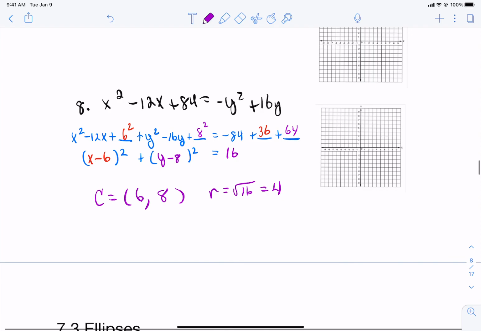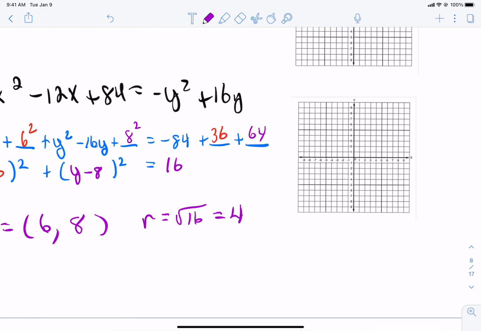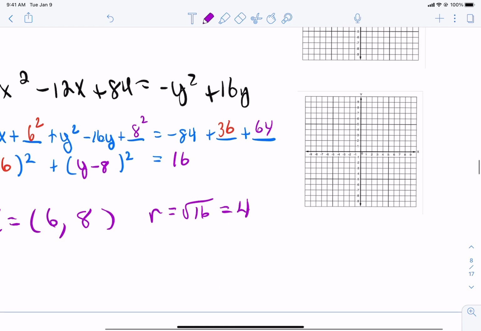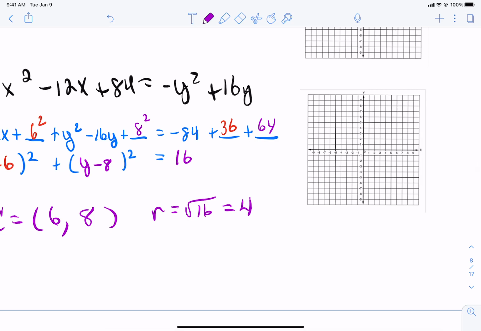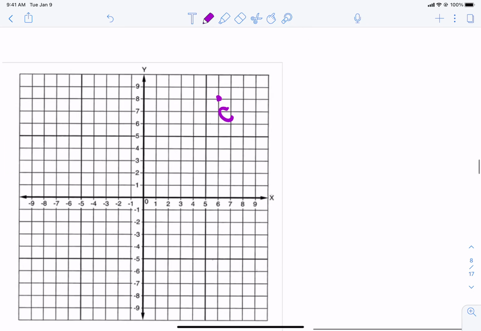My graph paper is going to be a little too small, but anytime that happens, just kind of extend the paper a little bit. Okay, so we're going to go to 6, 8. We're going to put a dot. We're going to label it with a C. Okay. We're going to count up 4, down 4, left 4, right 4. I'm going to make a circle.